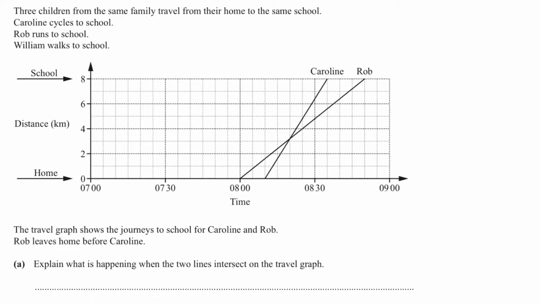Next question is a distance time graph. Three children from the same family travel from their home to the same school. One goes to school by cycle, one runs to school, and one walks to school. The travel graph shows the journey to school for Caroline and Rob. Rob leaves home before Caroline. Explain what is happening when the two lines intersect on the travel graph. When two lines are intersecting on the travel graph, Caroline cycles past Rob.